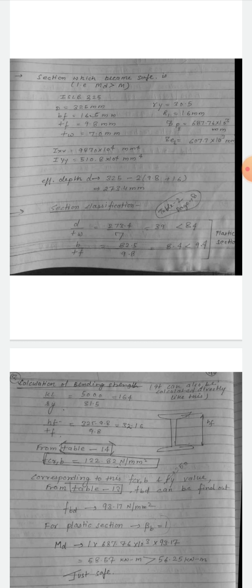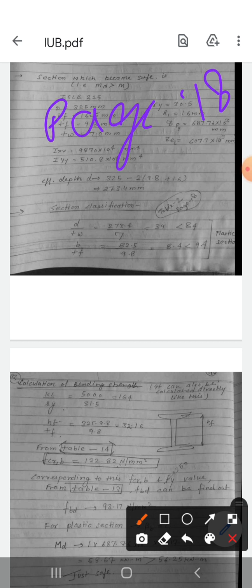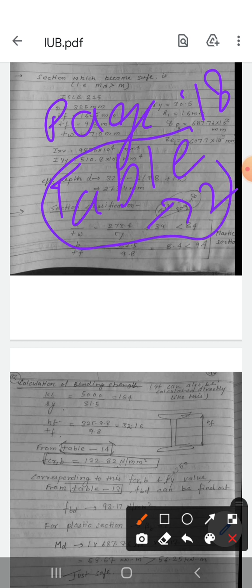So first of all we will classify the section, and to classify the section we have to go to the code, page number 18, table number 2. This table is used for the section classification.